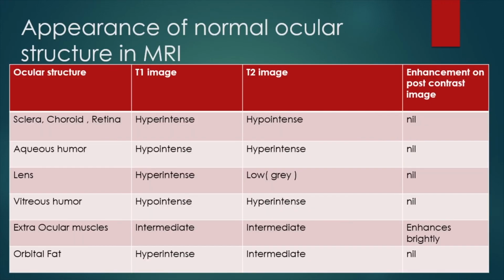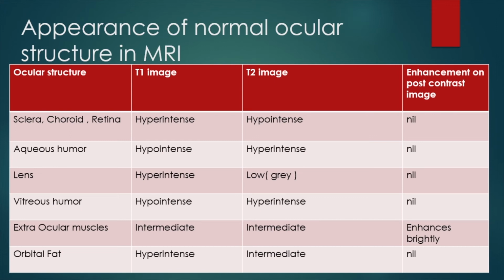Appearance of normal ocular structures in different sequences. In T1, the image would show a hyperintensity in the sclera, choroid, and retina, whereas in T2 the image would show a hypointensity.